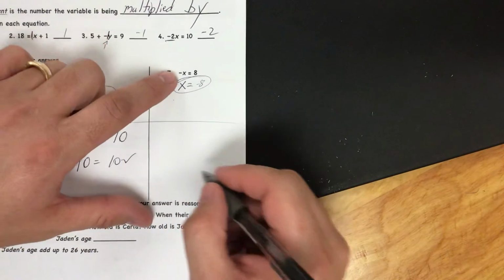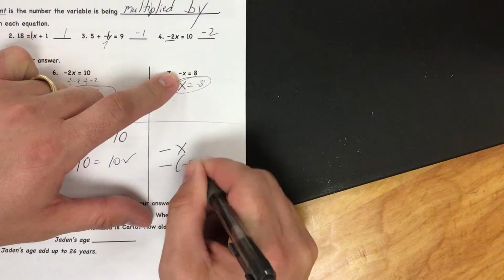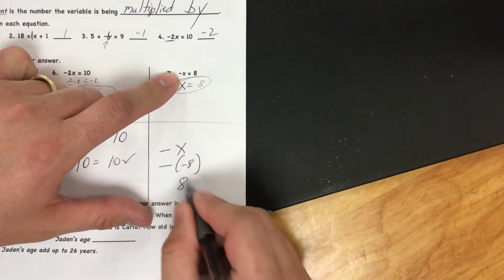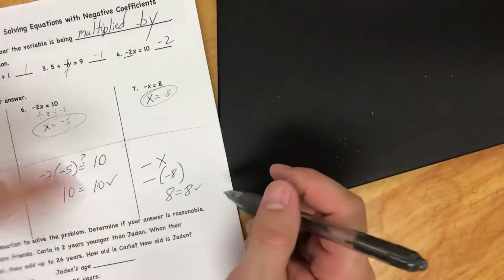Checking is pretty interesting on this one. I have a negative x, and I'm plugging in a negative 8 there. 2 negatives make a positive, so yes, it does equal 8.